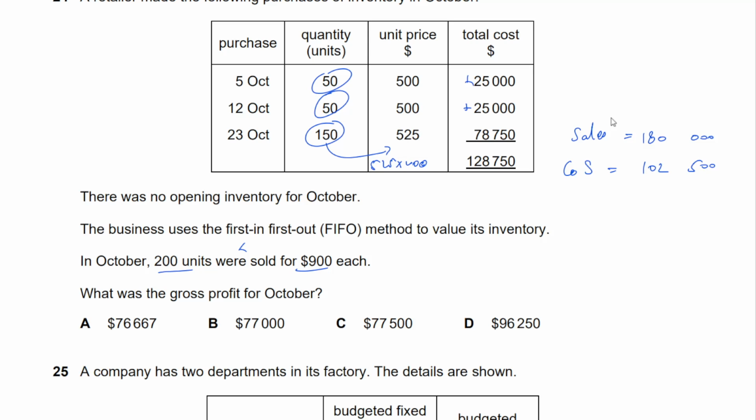So we take the costs of the first goods purchased, right? Because there's a change in the cost. We didn't take 150 from here and then 50 from here. We took 50, 50, and 100. That makes it a total of 200 units which were sold. So that's the cost of sales. Okay, sales minus cost of sales. That's 77.5. 77,500. Option C.